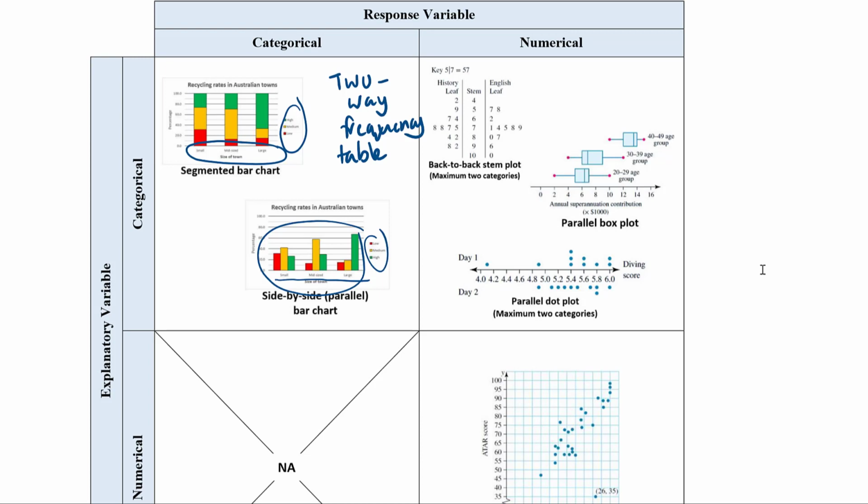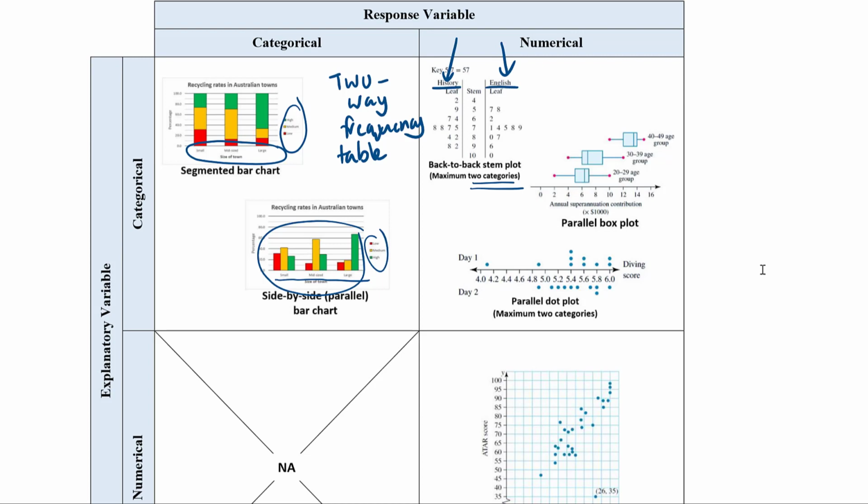The second group we're looking at is where our explanatory variable is a categorical variable and our response variable is numerical. Again, we've got a couple of different representations here, and we looked at these in the particular video where we compared a categorical and a numerical variable. We could use a back-to-back stem plot. Obviously the limitation with the back-to-back stem plot is we can only have a maximum of 2 categories because we don't have anywhere else to put a third category. So we can have 2 categories.